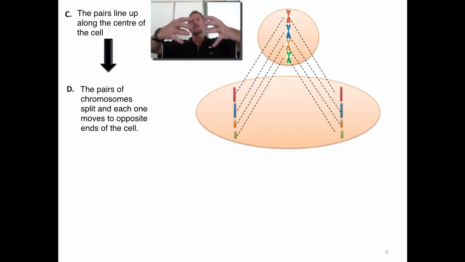And they're actually pulled apart by tiny little fibers. And again, you'll study this in senior biology, but they're pulled apart by tiny little fibers, which breaks the X down the middle, pulls the two chromosomes to one side.